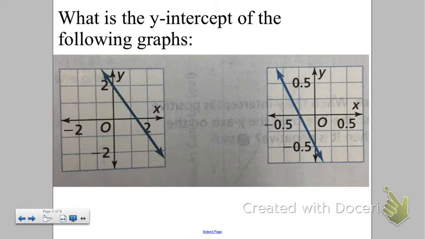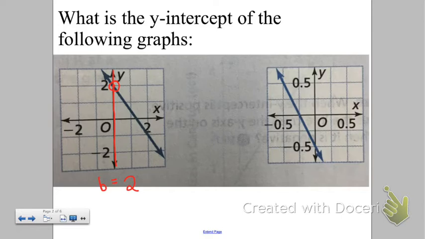So the y-intercept is where our graph crosses the y-axis. So this is my y-axis. So I'm going to look to see where the graph crosses the y-axis. My graph crosses or touches the y-axis at this point. So for this problem, my y-intercept is 2. We're always going to have our y-intercept be b. So for this first one, we have our y-intercept, or b equals 2.